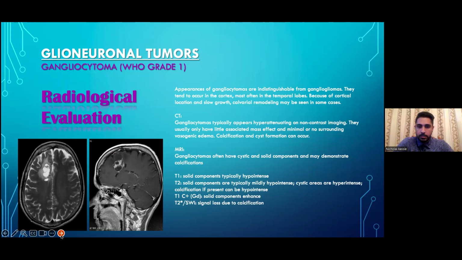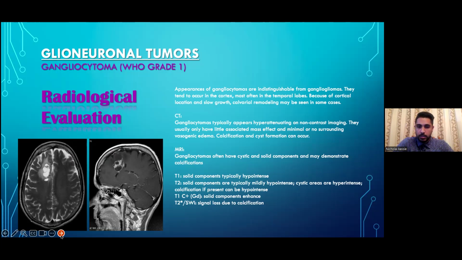In terms of CT imaging, gangliocytic tumors typically appear hypoattenuating or non-contrast enhancing. They usually have little associated mass effect and minimal or no surrounding vasogenic edema. Calcification and cyst formation can be present. Regarding MRI, gangliocytomas often have cystic and solid components and may demonstrate calcification.